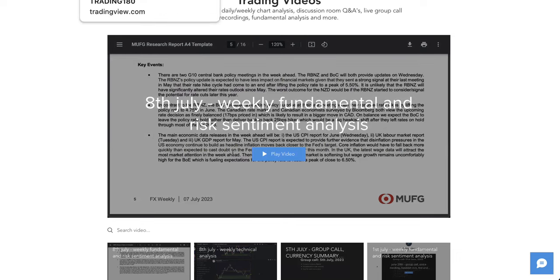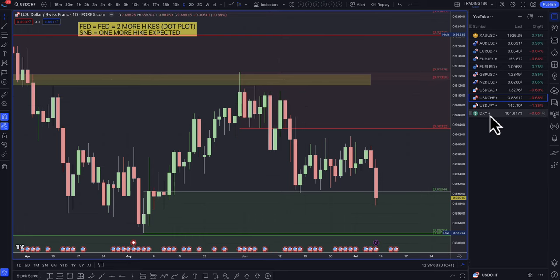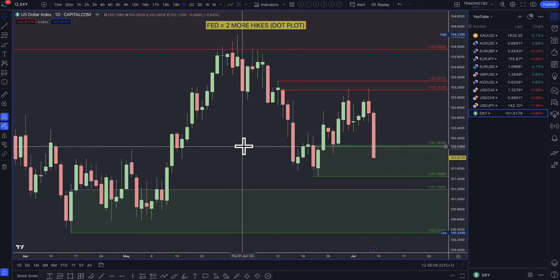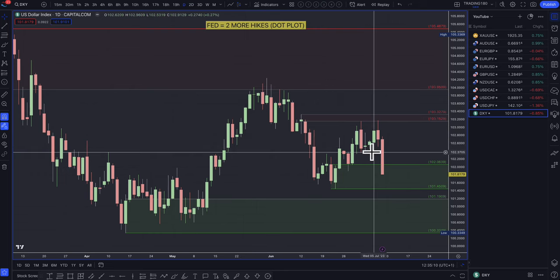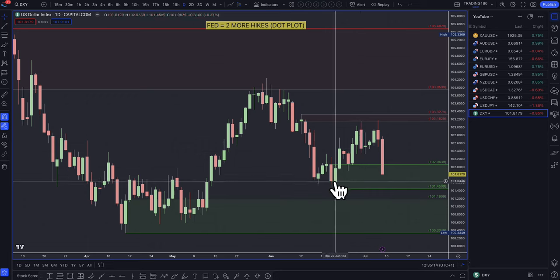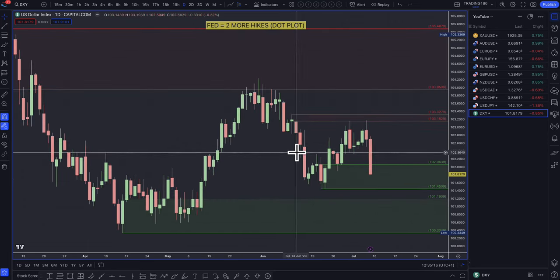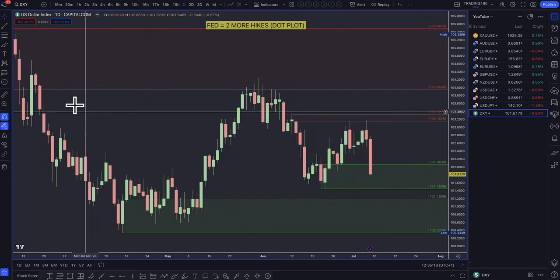So let's get into the charts and look at the dollar index. The dollar index is just a measure of dollar strength against various currencies like the euro, the pound and the yen. And what we see here really is just a pullback.